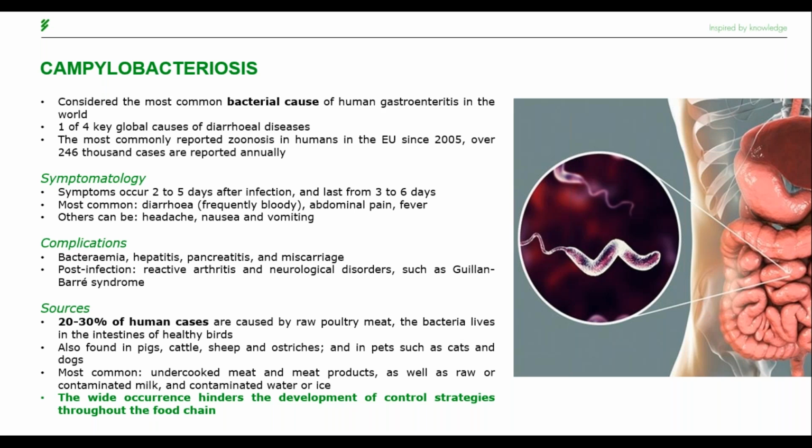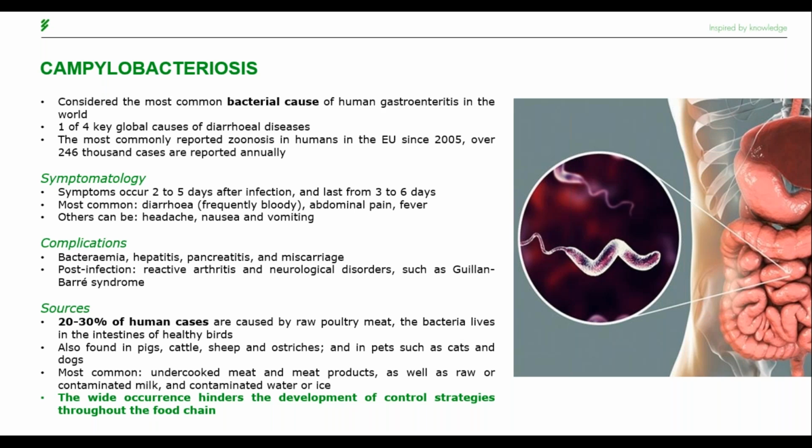Post-infection complications may include reactive and neurological disorders, such as Guillain-Barré syndrome, a polio-like form of paralysis that can result in respiratory and severe neurological dysfunction in a small number of cases.